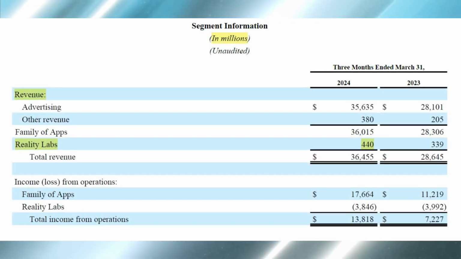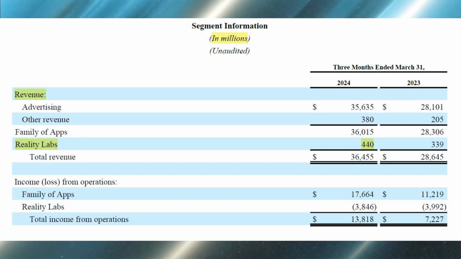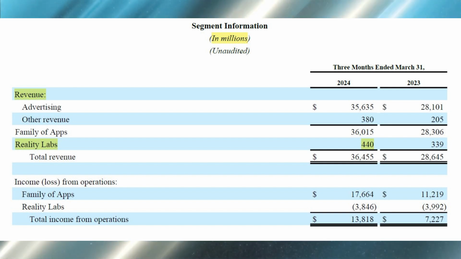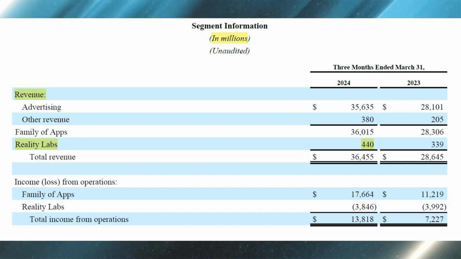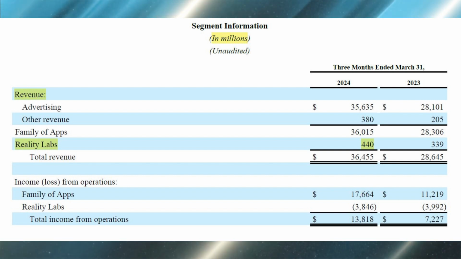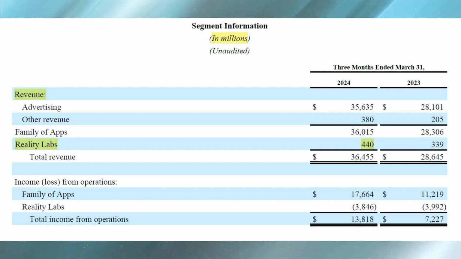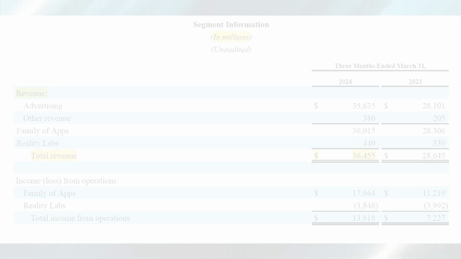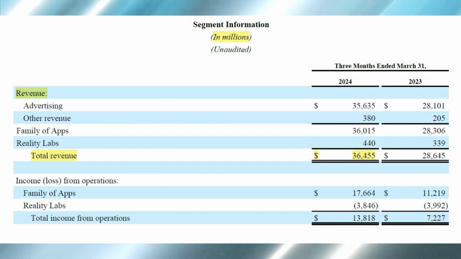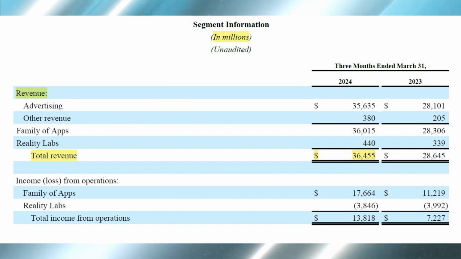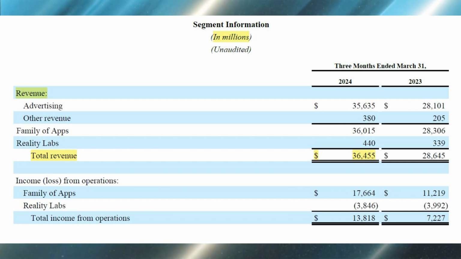Now that we understand revenue coming from the family of apps, let's look at the Reality Labs division. We see on the financial statements that Reality Labs, as a newer division of Meta, is significantly smaller, but still brought $440 million in revenue to Meta in the first quarter of 2024. So in total, from two divisions, Family of Apps and Reality Labs, Meta made about $36.5 billion in sales in the first quarter of 2024.